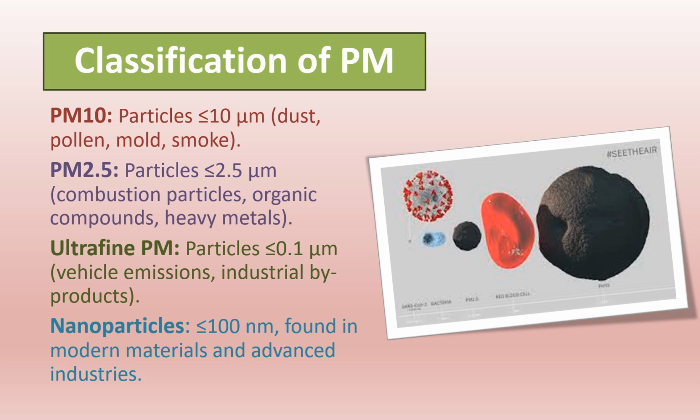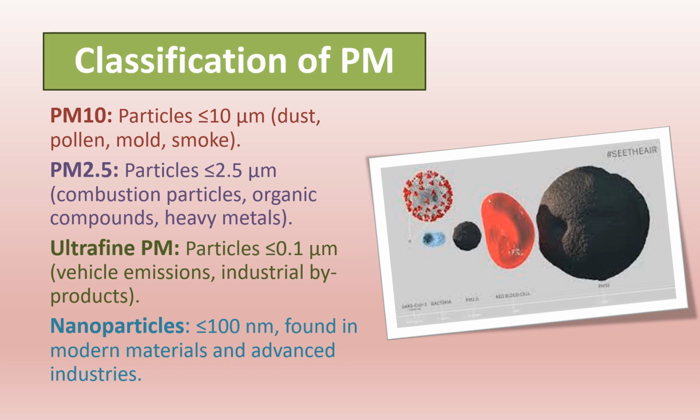Particulate matter is classified based on size, and each classification has different sources and impacts. PM10 includes particles that are less than or equal to 10 micrometers in size, like dust, pollen, mold, and smoke. These particles are larger and can be filtered by the nose and throat.